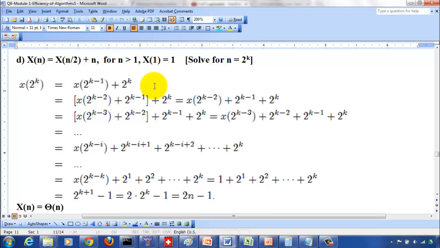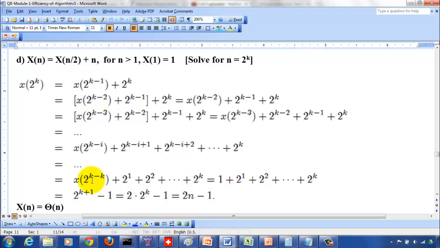So now I want to get this as 1, right, 2 to the k minus i. So if I put i equals k, I can get 2 to the 0. 2 raised to 0 is 1, right? So if I put i equals k, I get x of 2 to the k minus k, which is 2 to the 0, which is 1, plus, if I put i equals k, here it is 2 to the k minus k plus 1, so 2 to the 1, 2 to the 2 and so on up to 2 to the k.